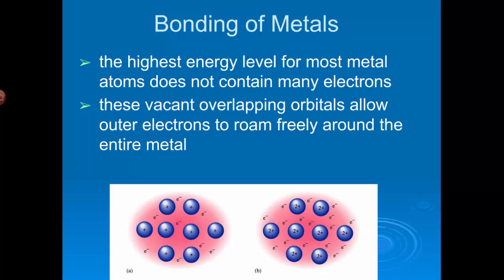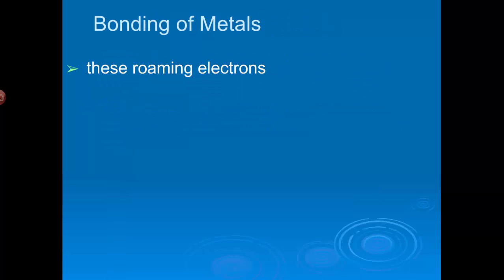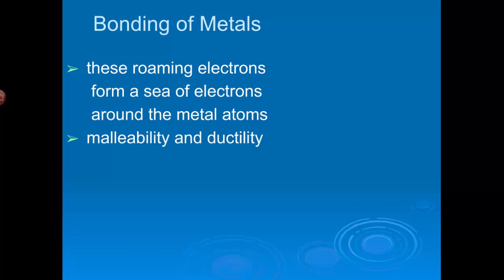It's these solid positive atomic centers surrounded by a sea of electrons. And so the more positive the metal ion is, the more electrons are in this sea of electrons around. And that sea of valence electrons holds the other atoms together, but it also gives metals their unique properties. Okay? So the roaming electrons form a sea, and that allows for the metal atoms themselves to move with respect to one another very easily.